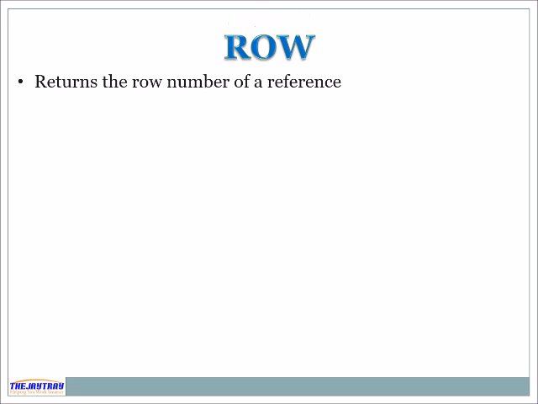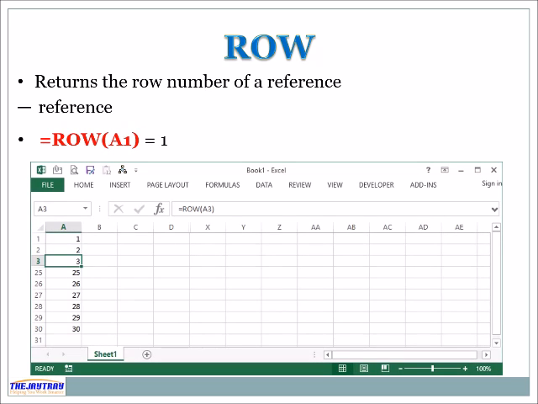And this is where I came to use the row formula. The row formula returns the row number of a reference. The only parameter is the reference. So the row number of cell A1 is 1. The row number of cell F1 is still 1. The row number of A120 is 120. So it's the row number of that cell reference. That's what the row formula returns.